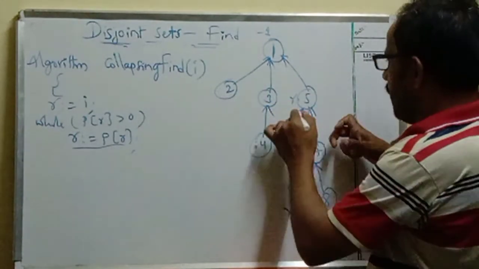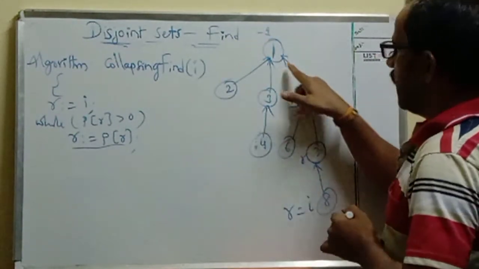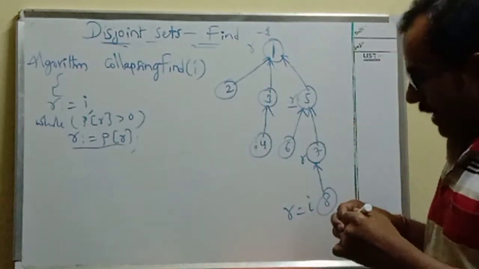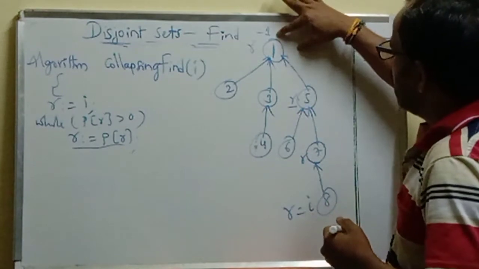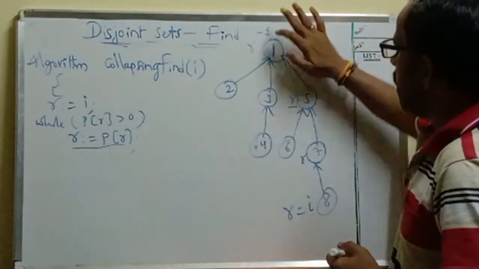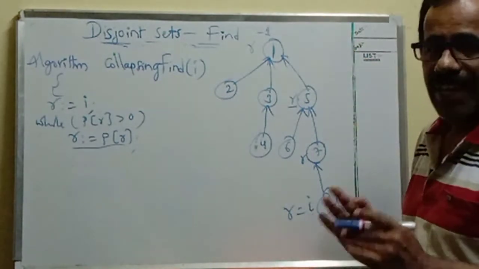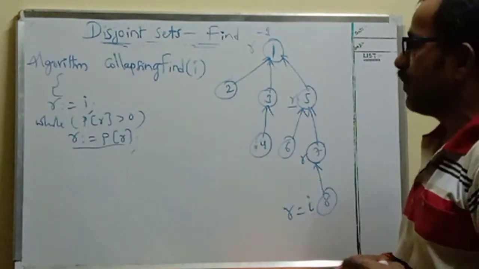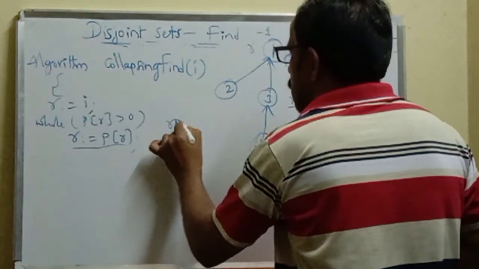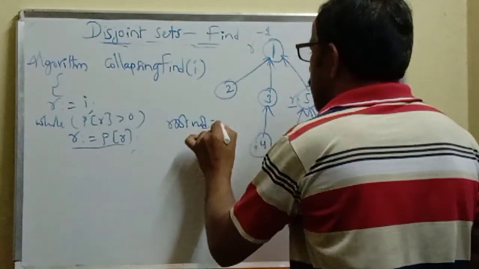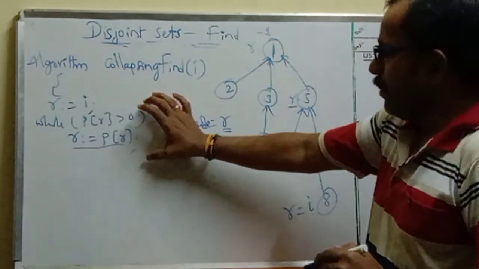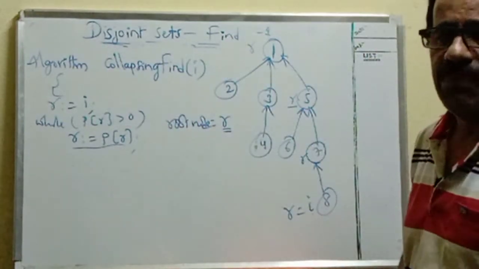Again verify whether P of R is there or not. Yes, P of R is there. Then go to P of R and make it R. Again verify whether P of R is there or not. No, P of R greater than 0 is false, because P of R is minus 1. If there is no parent, the parent is simply minus 1. Then like this we can find the root node. Root node is R now. Now the root node is finalized as R. So up to this is common to the simple find procedure.